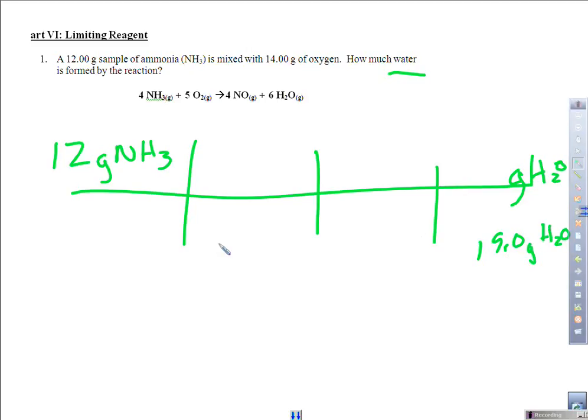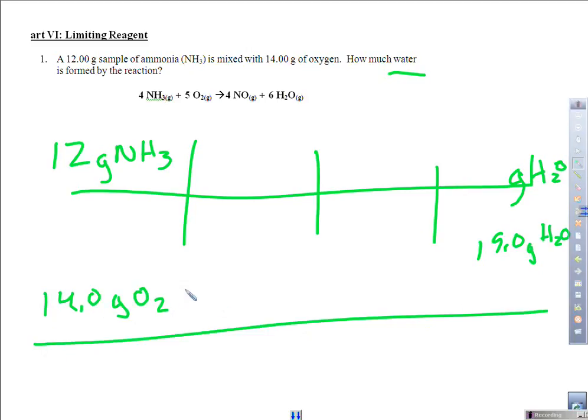So we do the same thing for 14.0 grams of O2. So again, grams of H2O. So you do molar mass, 1 mole, molar coefficient of O2, molar coefficient of H2O, 1 mole H2O, grams of H2O, and you end up making 9.45 grams of H2O.